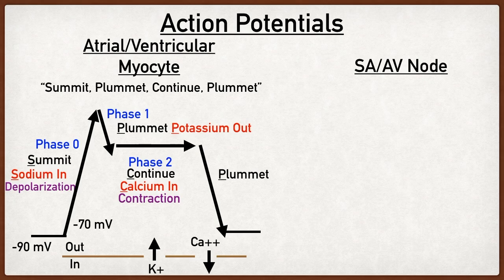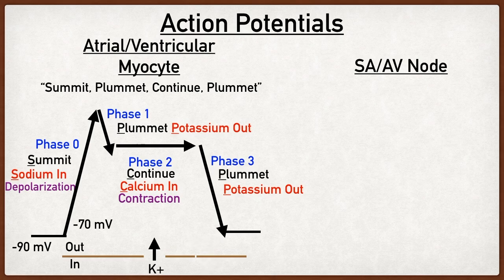The next phase of the action potential is another plummet phase. We know from the previous plummet phase that it's going to be potassium involved, because plummet and potassium both start with the letter P. And if the cell is becoming more negative, is potassium going to be entering or exiting the cell? It's going to be exiting the cell just like the previous plummet phase, and that's exactly what occurs during phase 3 of the action potential.